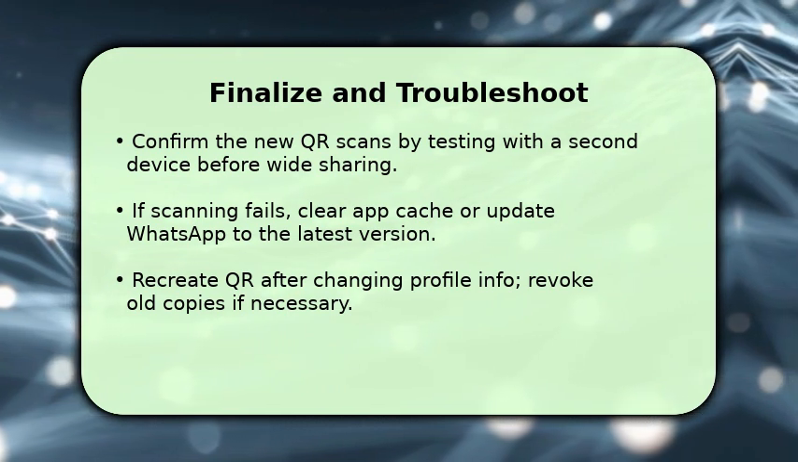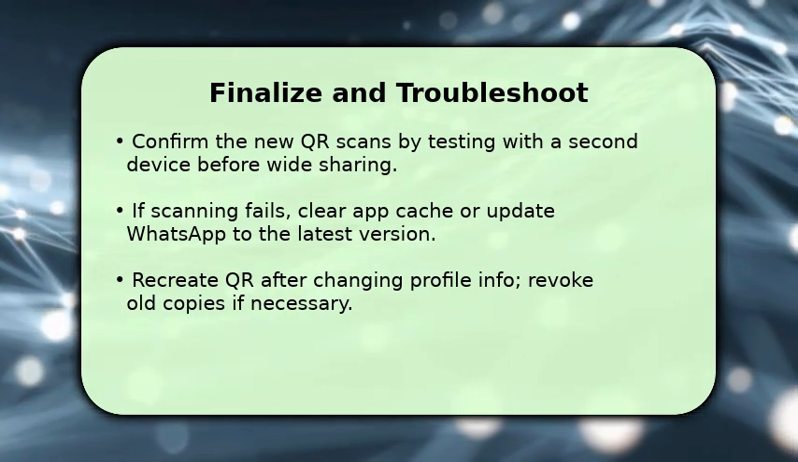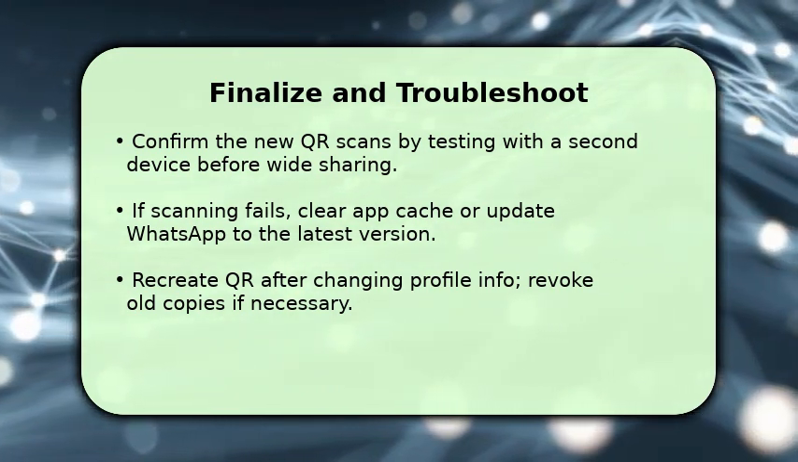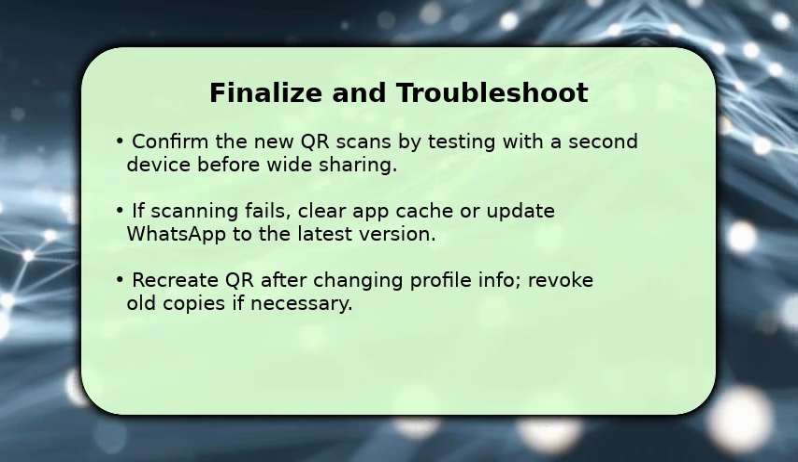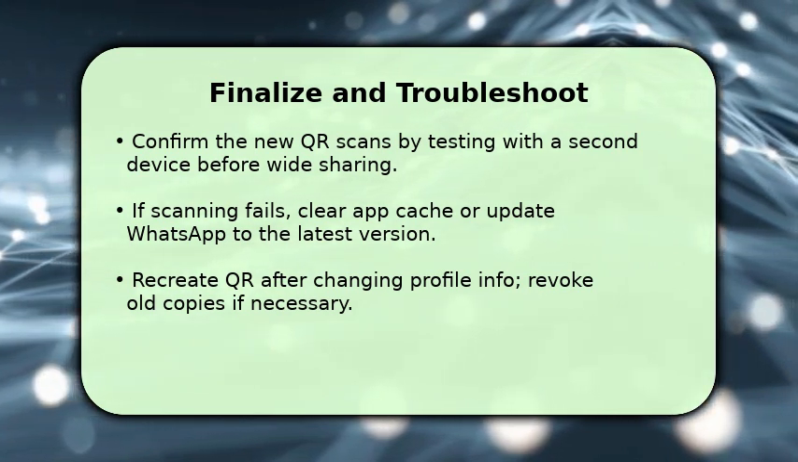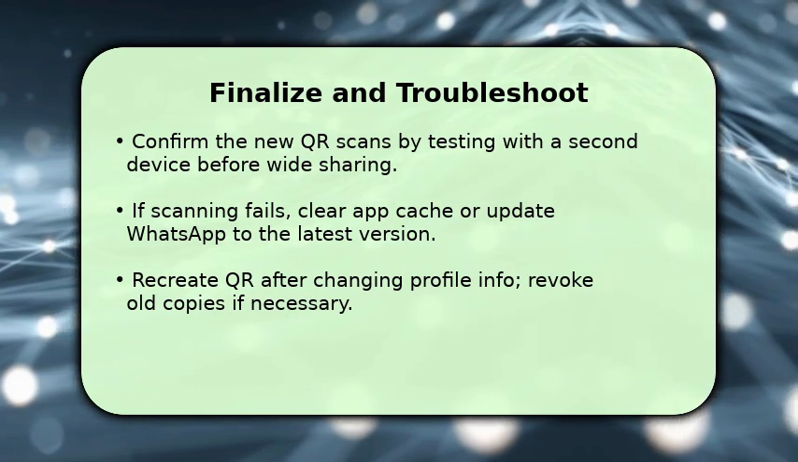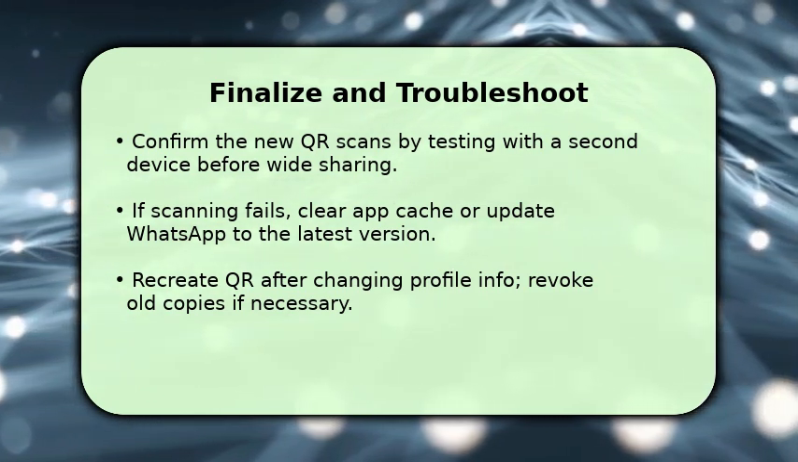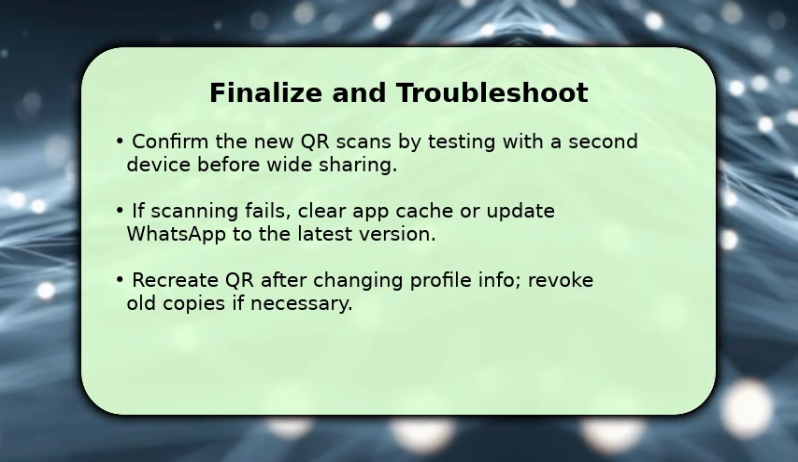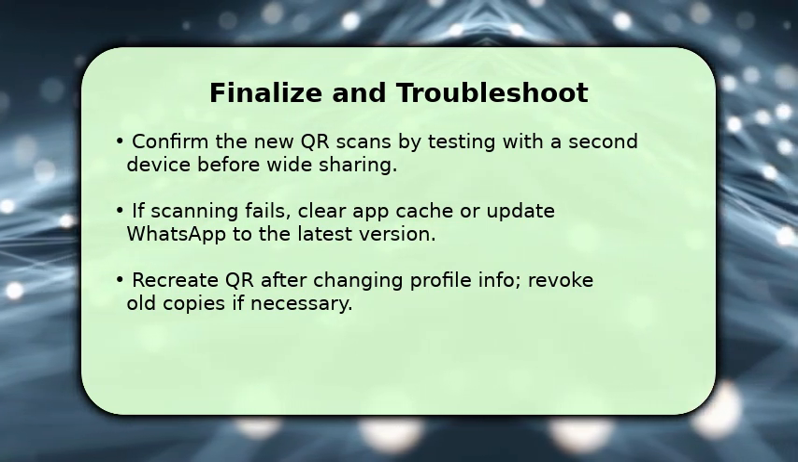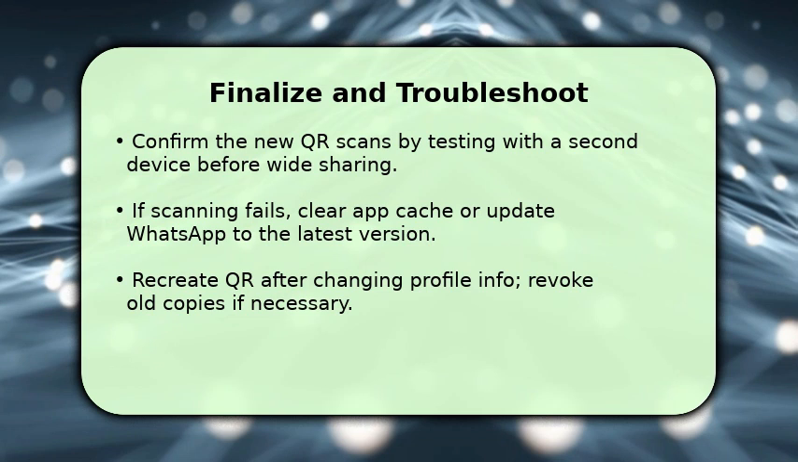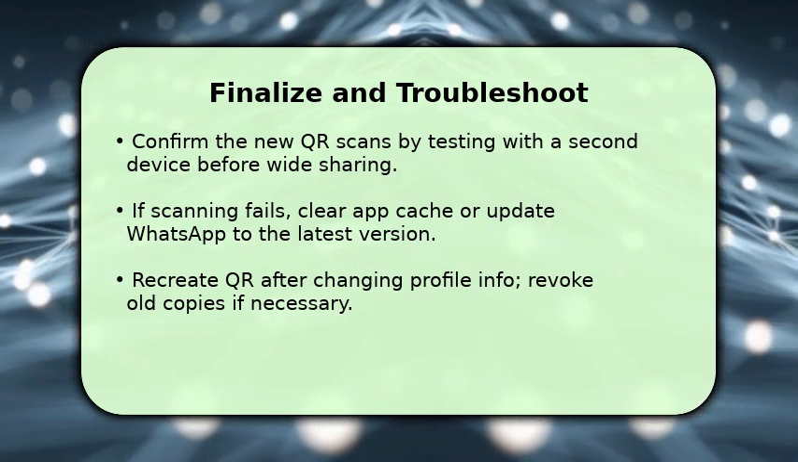If scanning fails, make sure WhatsApp is updated and try clearing the app cache or restarting your phone, because stale data often blocks changes. If you changed profile details and the QR still reflects old info, recreate and re-export the QR. Also consider asking recipients to delete prior copies, so only the updated code is used moving forward.